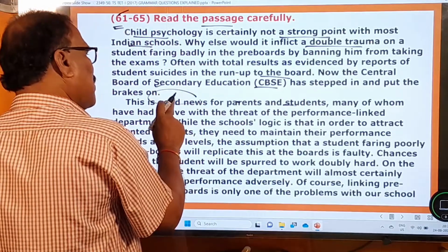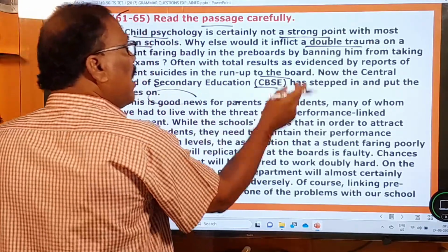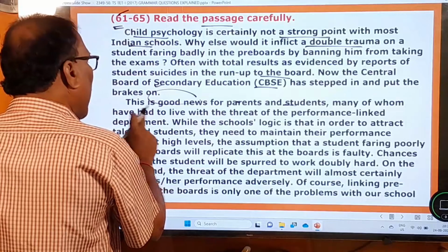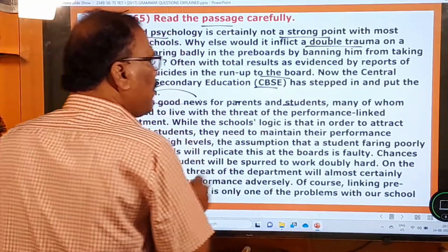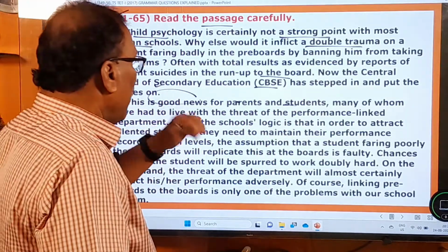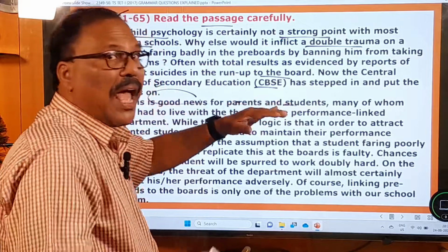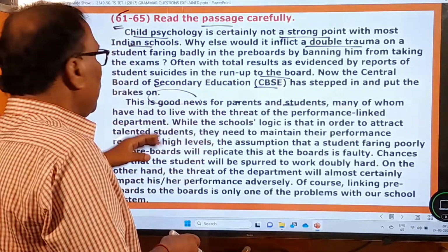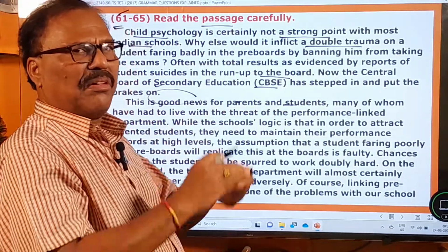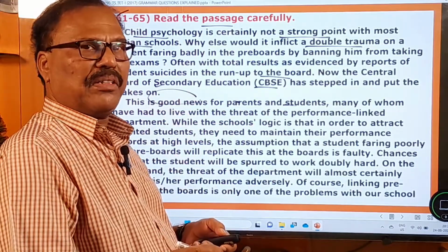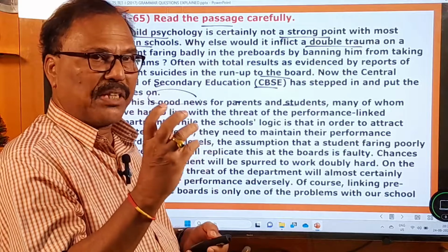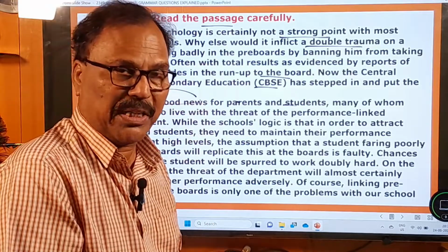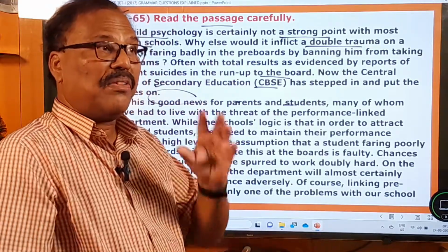As a matter of fact, this is good news for parents and students, many of whom have had to live with the threat of the performance linked department. Earlier, many of these parents and students had to live with the fear of the performance linked department. In every corporate school, there is a department called the performance linked department. What does that department do?